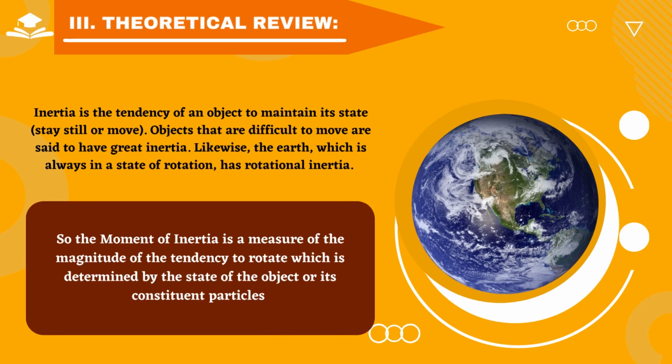Theoretical review. Inertia is the tendency of an object to maintain its state, to stay still or keep moving. Objects that are difficult to move are said to have great inertia, like a vase. The Earth, which is always in a state of rotation, has rotational inertia. So, the moment of inertia is a measure of the magnitude of the tendency to rotate, which is determined by the state of the object or its constituent particles.